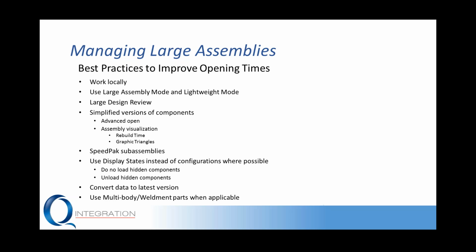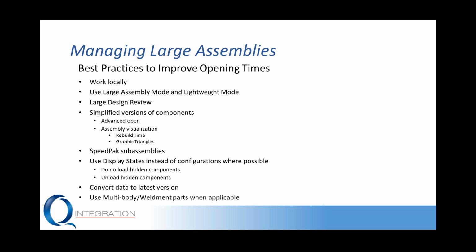Also, utilizing large assembly mode and lightweight mode. Large assembly mode is a way for SolidWorks to simply toggle some system options on and off to help reduce some of the delays that we may have when manipulating the model: rotating, panning, zooming, all of that good stuff. And then lightweight mode, right? Large assembly mode actually utilizes lightweight mode. Lightweight mode is just a lighter weight component that is loaded up. So rather than seeing all of the features in the design tree, it's a lighter version of that.